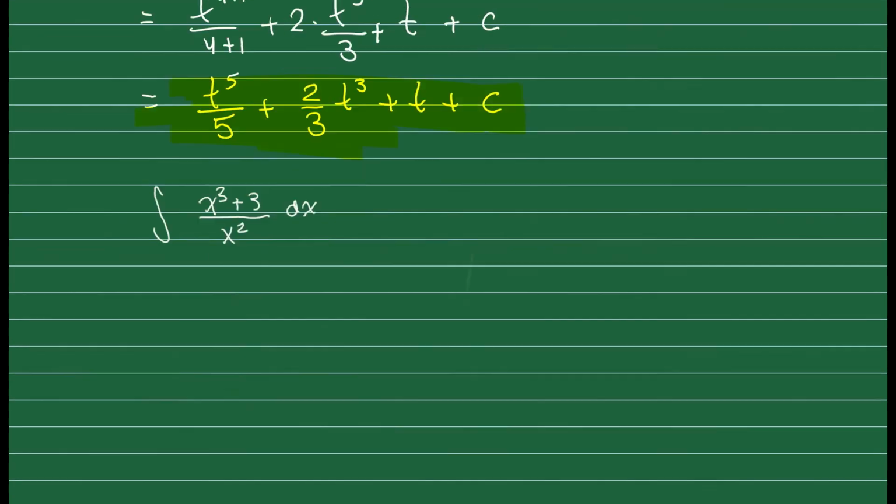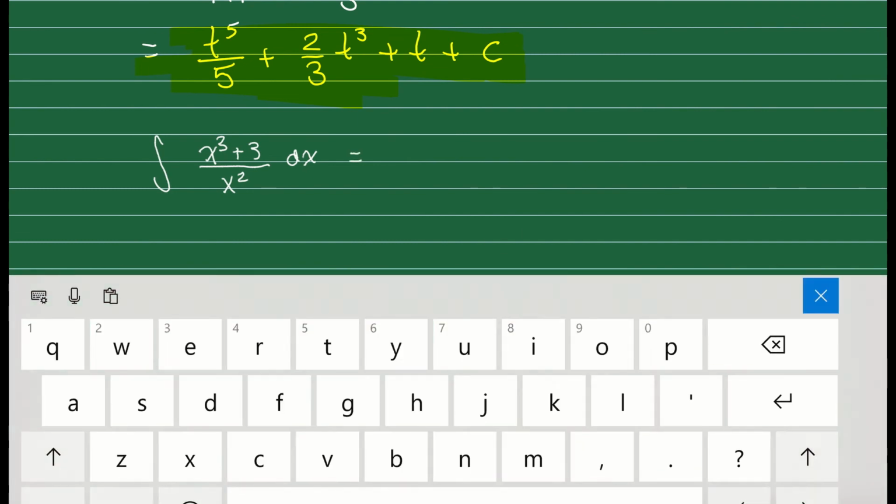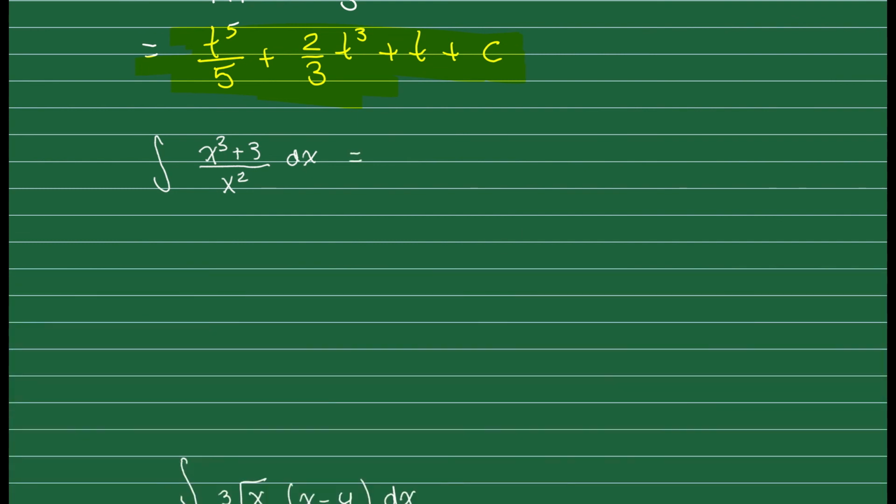The next problem is the same thing. It's 2 fractions that need to be split here, so this is equivalent to the integral of x cubed over x squared plus 3 over x squared with respect to x in this case, and this can be broken down into the integral of x dx plus the integral of 3 times x to the negative 2 dx.